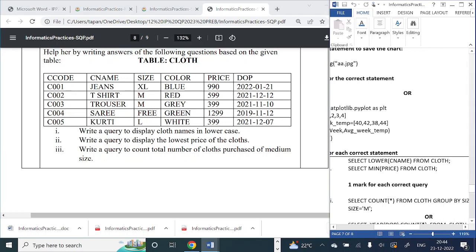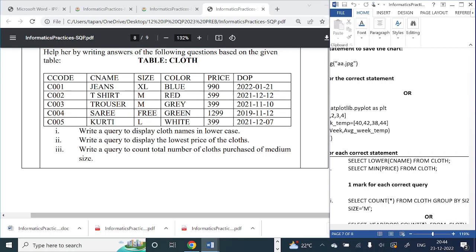Now the second question is write a query to display the lowest price of the cloth. So select min(price) from cloth; semicolon. These are very easy. So you just see carefully how it is written. Don't make any mistake while writing the answers.